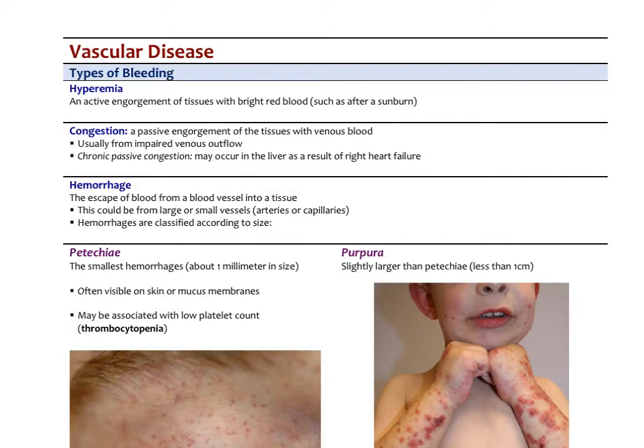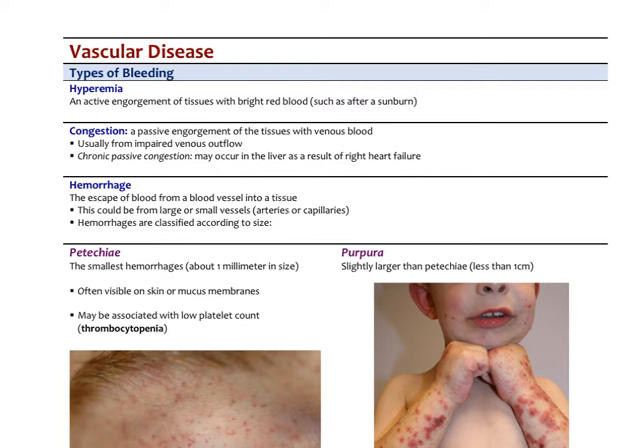So a couple of important terms to know before we discuss some of the specific vascular diseases would be the different types of bleeding and how we refer to them. So hyperemia just means an active engorgement of tissues with bright red blood. So when you get a sunburn, for example, that's an example of hyperemia. And that's basically due to arterioles vasodilating in those tissues and then capillaries becoming leaky. And sometimes that's augmented by things like histamine, which makes the capillaries more leaky, and then all the plasma leaks out and so forth. So you get some edema with that, but generally the increased blood flow from the vasodilation of the arterioles will create the hyperemia.